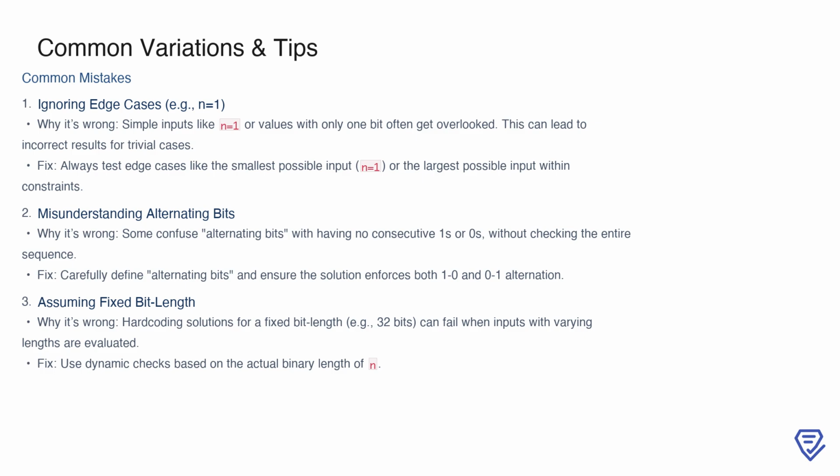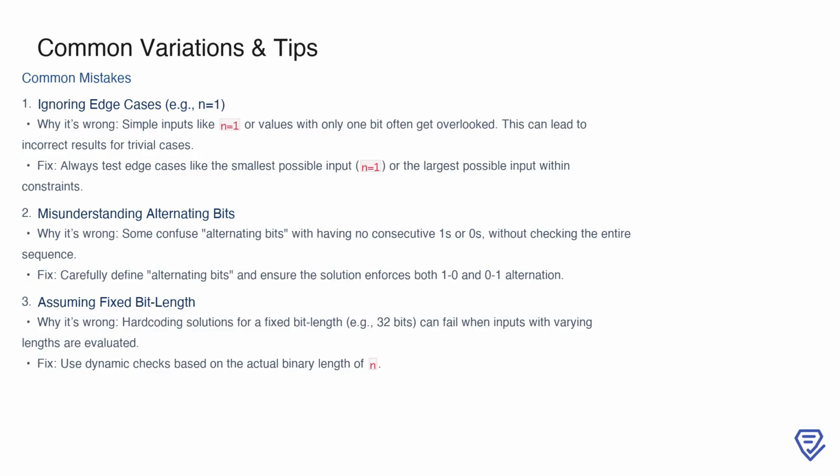First, ignoring edge cases like n equals 1 is a frequent issue. For example, the number 1 is just a single bit, but it still qualifies as having alternating bits. Overlooking such trivial inputs can lead to incorrect results, so it's crucial to test both the smallest and largest inputs within the constraints.